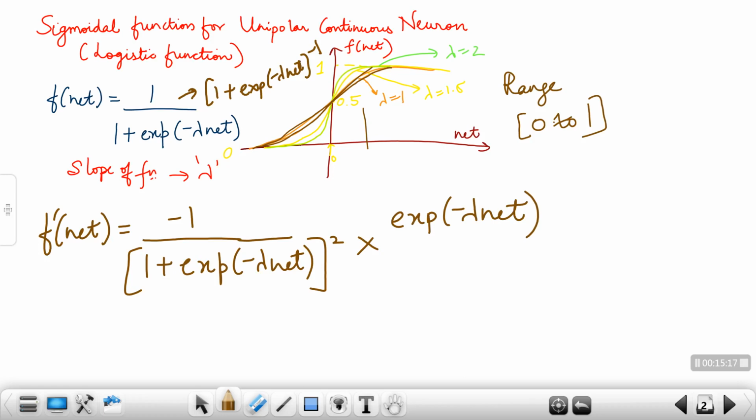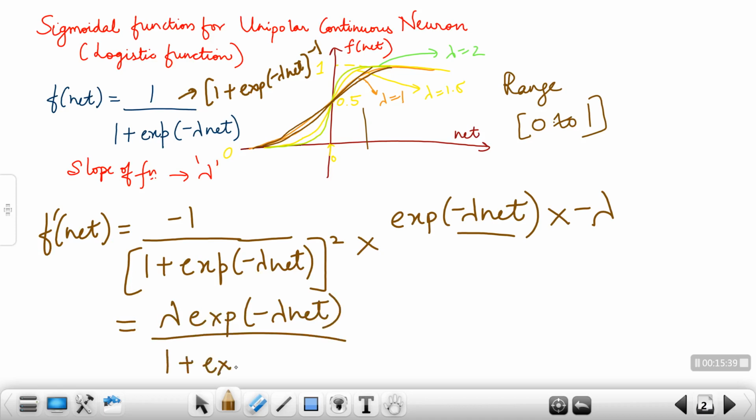The derivative of the inside part is exponential of minus lambda net, and then the derivative of its inside part is minus lambda. So if you put all these terms together, what you get is lambda exponential of minus lambda net upon 1 plus exponential of minus lambda net, the whole square. So this is f net dash.